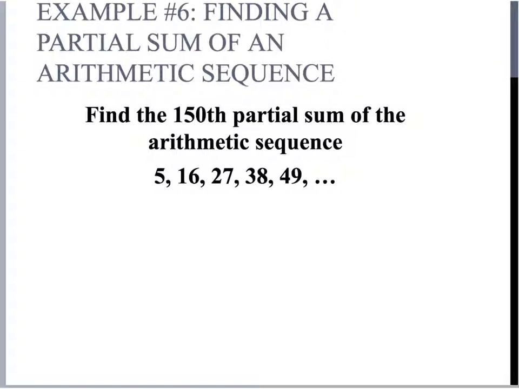So for example 6, we are finding a partial sum of an arithmetic sequence. So this time it says find the 150th partial sum of the arithmetic sequence. Now, as a reminder, partial sum just means finite, meaning it has an ending. So it's going to stop at the 150th number, okay? So for us, if we want to find the sum of that, again, the formula would be S sub n equals n over 2 times a sub 1 plus a sub n.